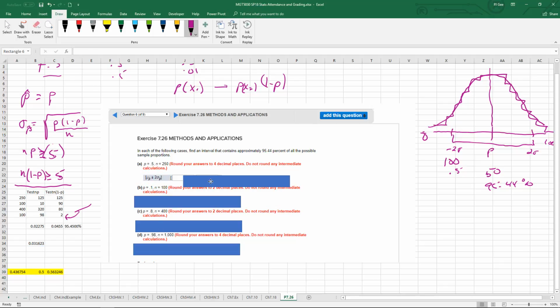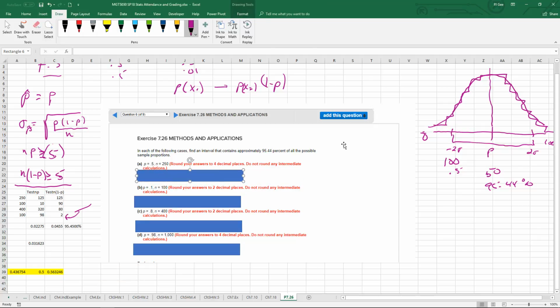So let's take a look at what our numbers are. There's 0.4368, looks good. And we've got 0.5632, that looks good down here. And that gives us, this is really basically a warm-up problem to the proportions type questions.